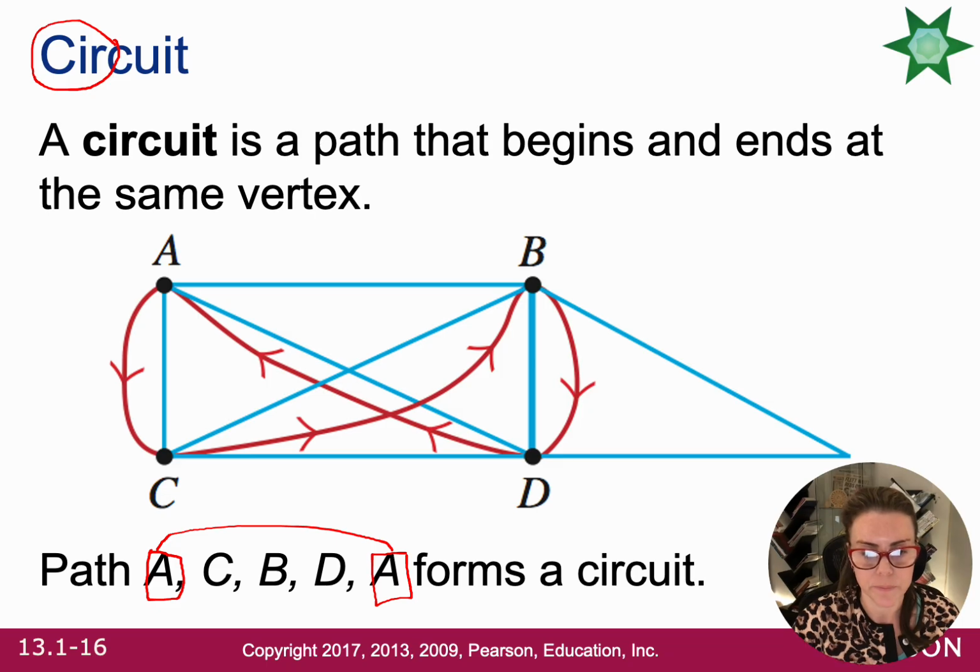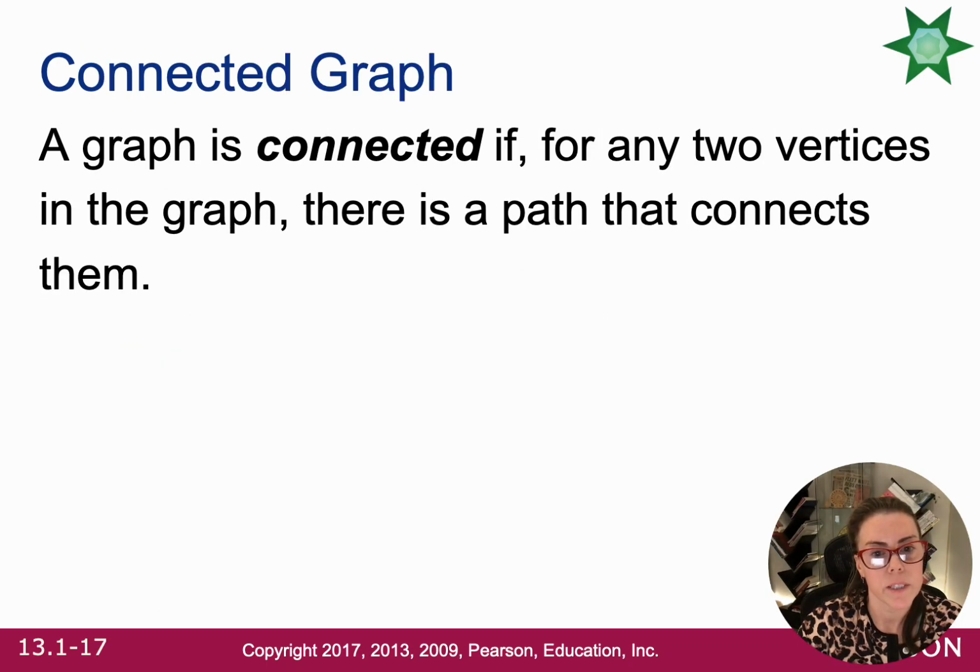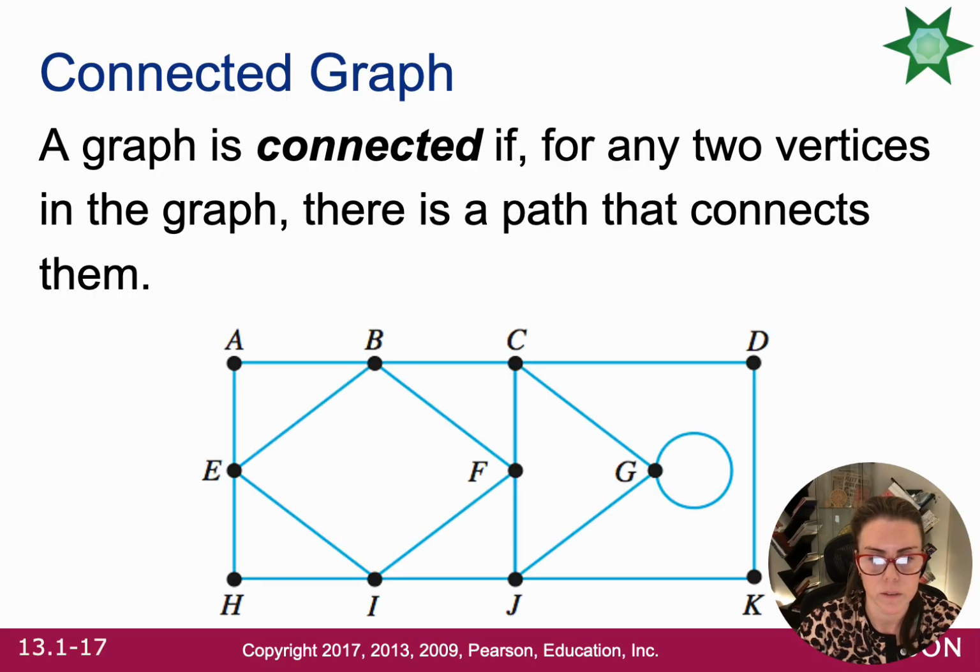A graph is a connected graph if for any 2 vertices in the graph there is a path that connects them. So let's take a look at one. So this is considered connected because from any vertex here, let's say G, you can get to any other vertex through the graph. Sometimes it could be a long path, but at least you can get from any vertex in this graph to any other.